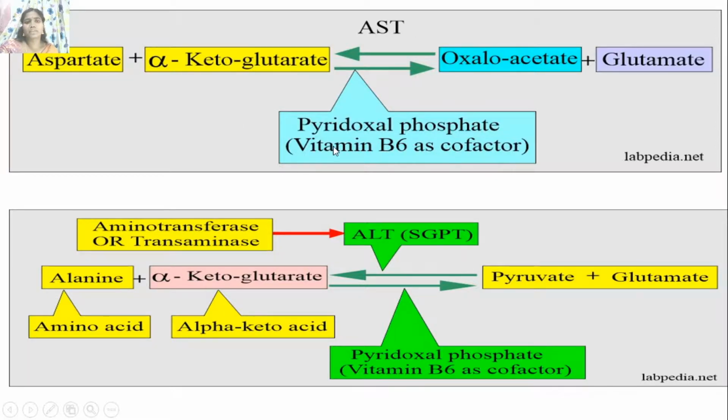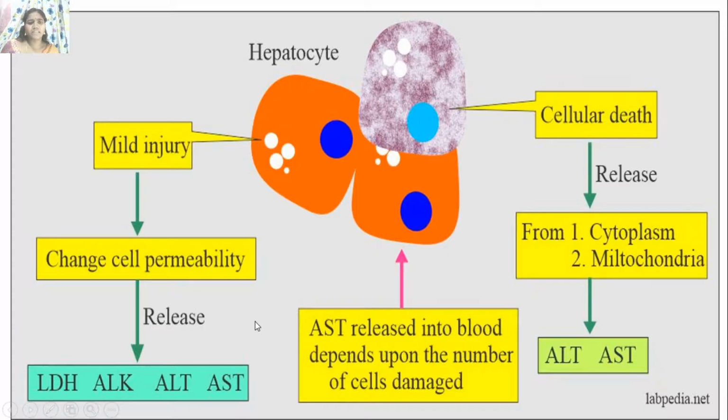Vitamin B6 acts as a cofactor. In the other enzyme, alanine transaminase, alanine and alpha ketoglutarate form pyruvate and glutamate. These are the two enzymes which are released into the bloodstream only if there is an injury, here to the liver cells. When there is mild injury, it changes the cell permeability and increases the level of these enzymes.